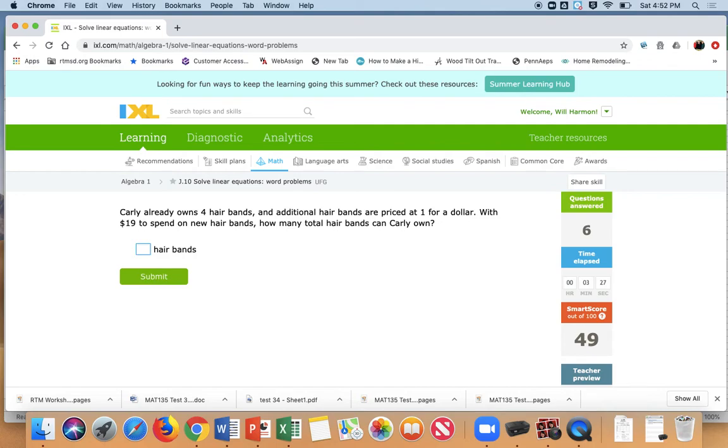Carly already owns 4 hairbands, and additional hairbands are priced at one for $1. With $19 to spend on new hairbands, how many total hairbands can Carly own? So we have to work backwards. We have 4 to start with, and we have 19 to spend on it. So we're going to do 19 times 1. That's going to give me 19 plus the 4 I already own, so that's going to be 23.